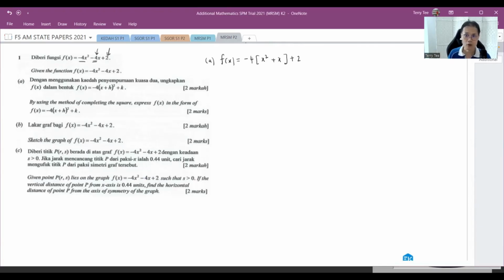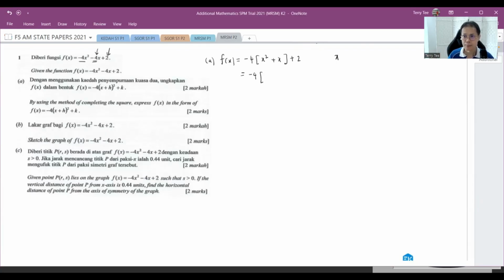Some people will factorize all 3, but I think it's a waste of time because the 2 here is not involved in the process of completing the square. So when you complete the square, we just want to take out the first 2 terms. Now, next step is we'll take half of 1 here. Now, the coefficient of x is 1.